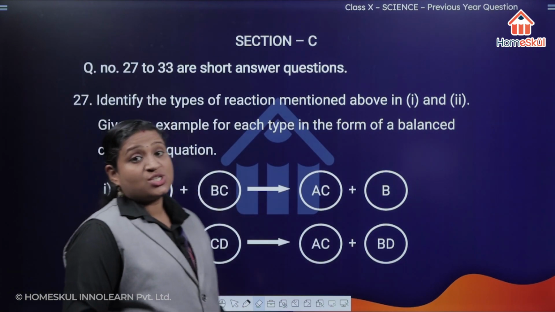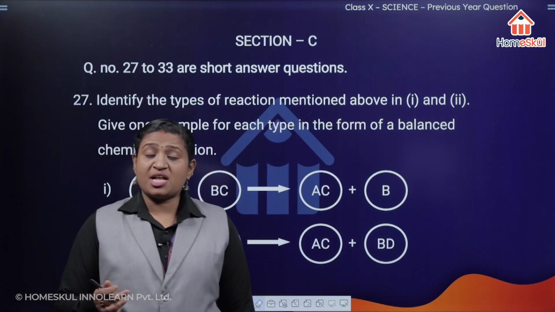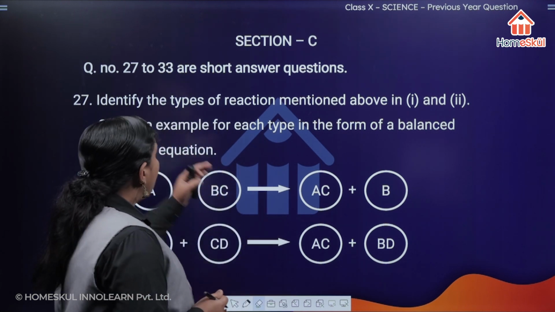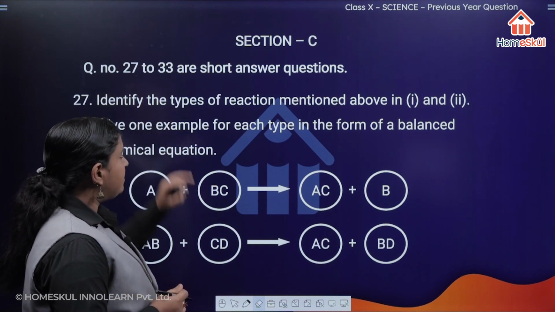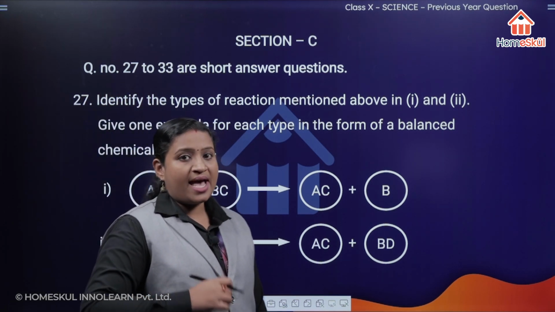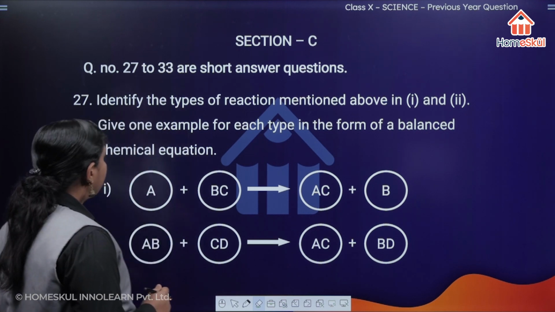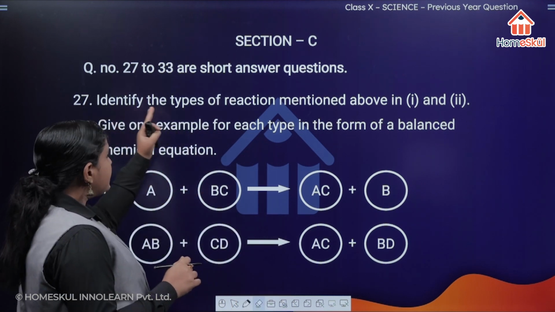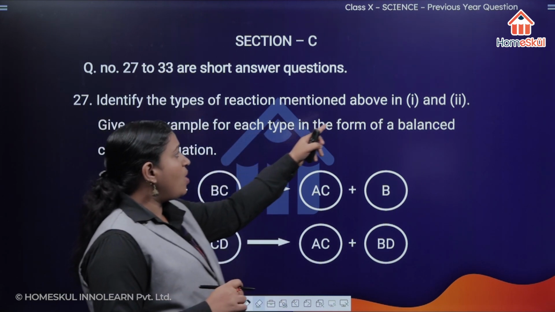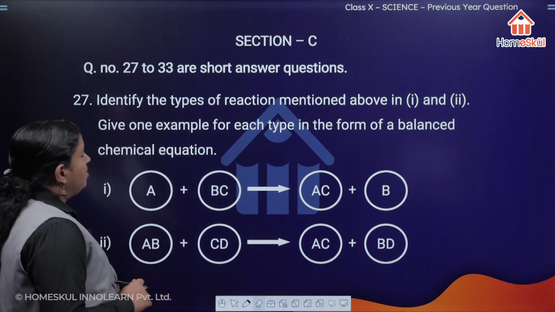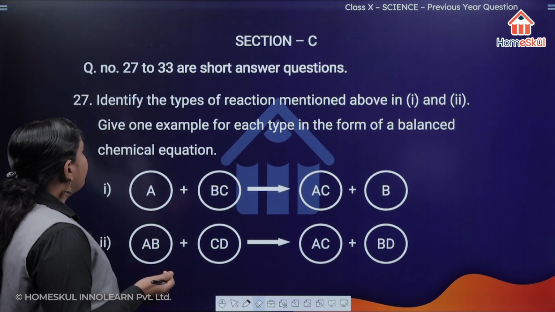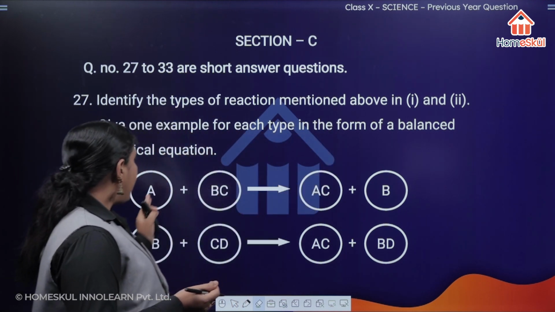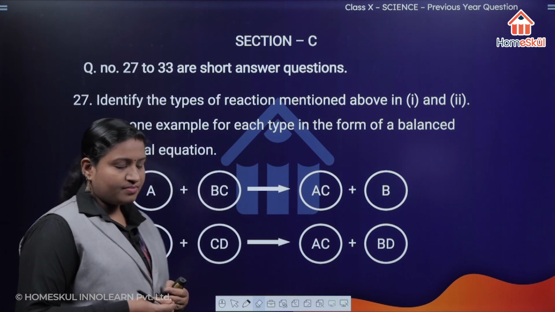Now, coming to section C. In the introduction, I have already told you section C consists of 3 mark questions, isn't it? So, question number 27 to 33 are short answer questions and each question carries 3 marks. So, let's see the question from chemistry. Identify the types of reaction mentioned above in 1 and 2. Here you have 2 reactions given. Give one example for each type in the form of a balanced chemical equation.